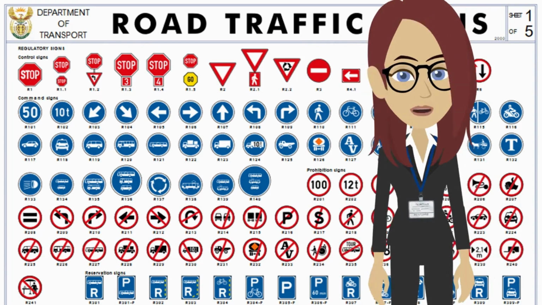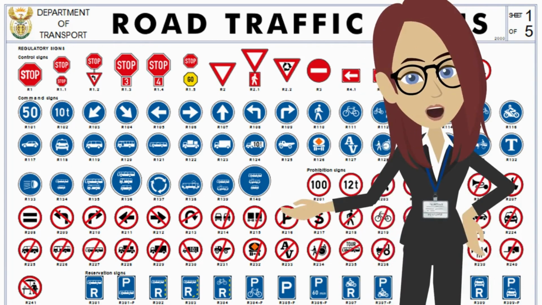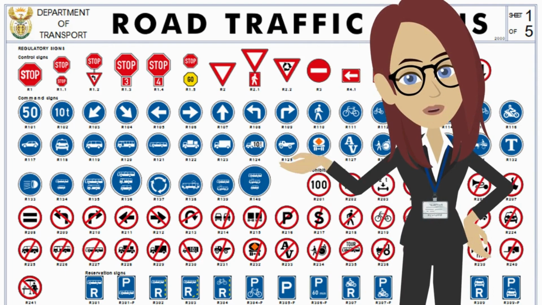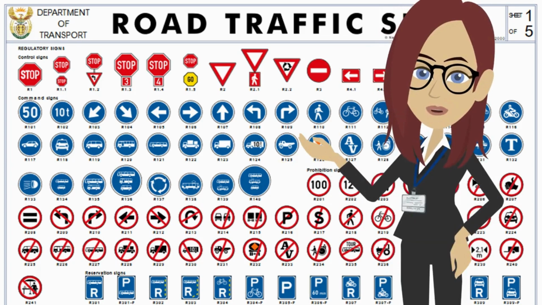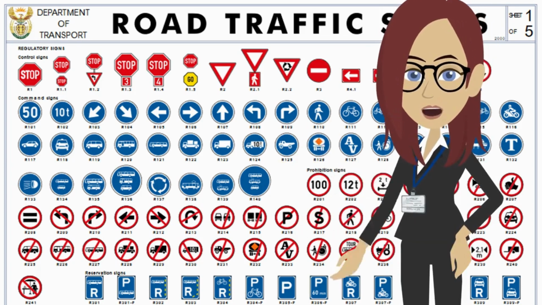At the top of page 1, you'll see the first category, called regulatory signs. Regulatory signs comprise control signs, command signs, prohibition signs, reservation signs, comprehensive signs, selective restriction signs, and derestriction signs. We will briefly touch on each of these types of signs in this video, so keep watching.